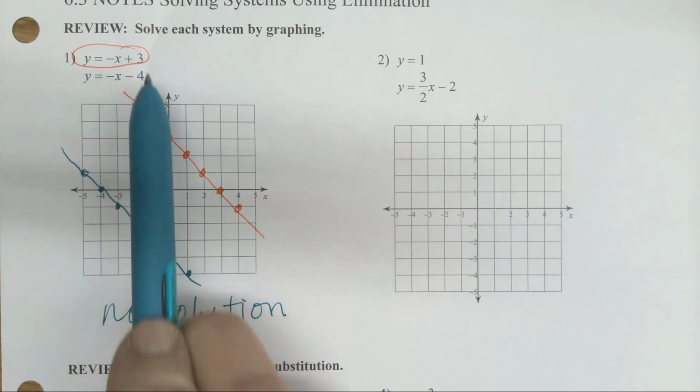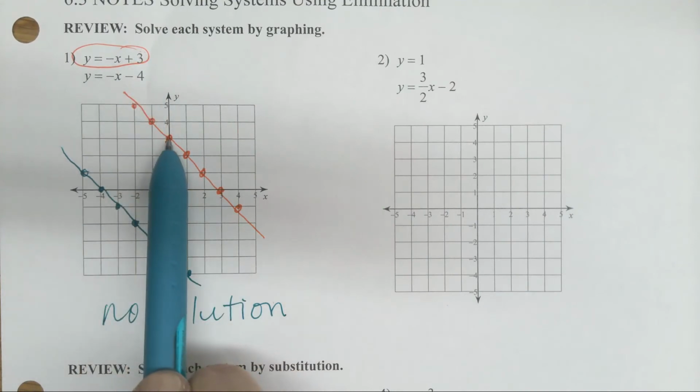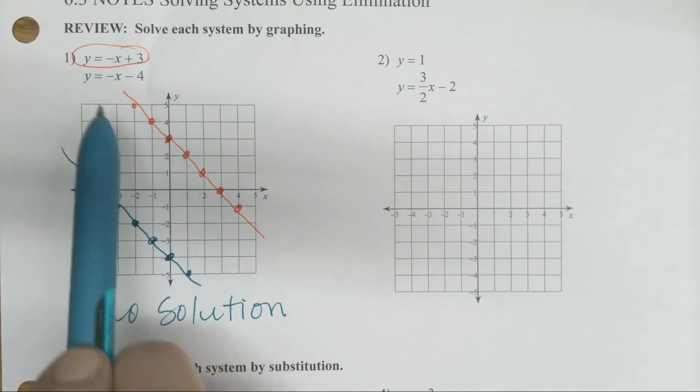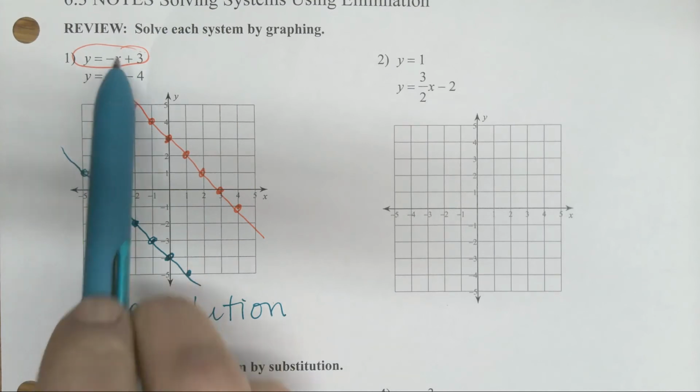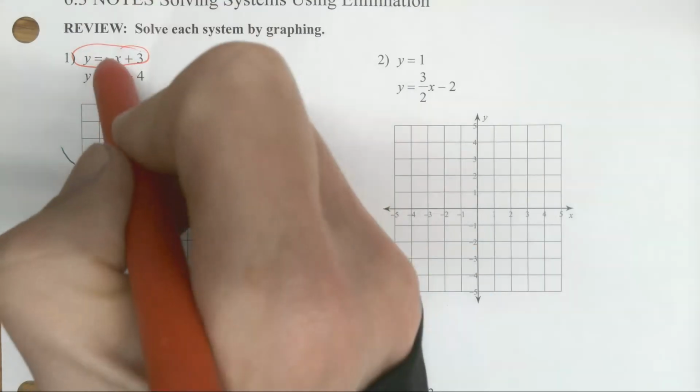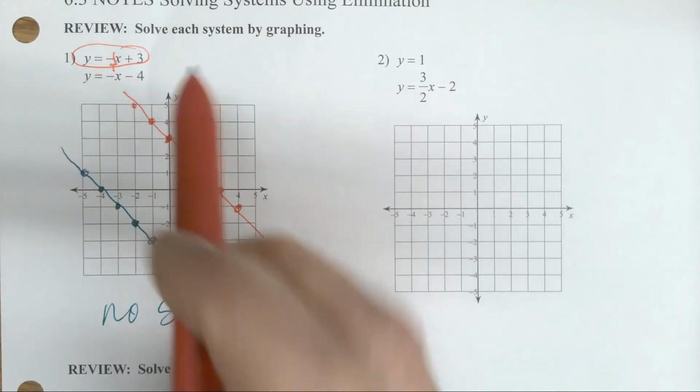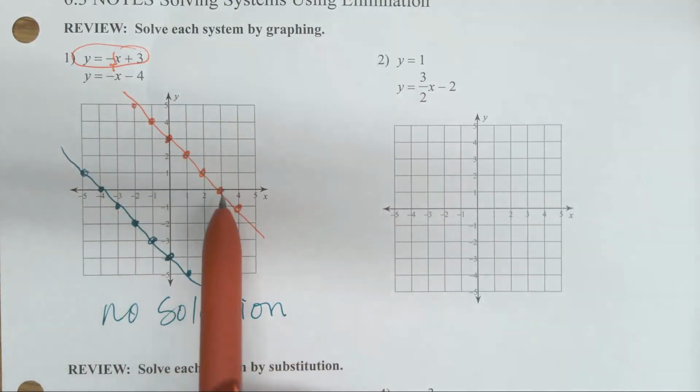So, again, you start by looking at the last number. That number goes on the y-axis. And then the number in front of x, in this case, it's -1 over 1, tells us how we move.